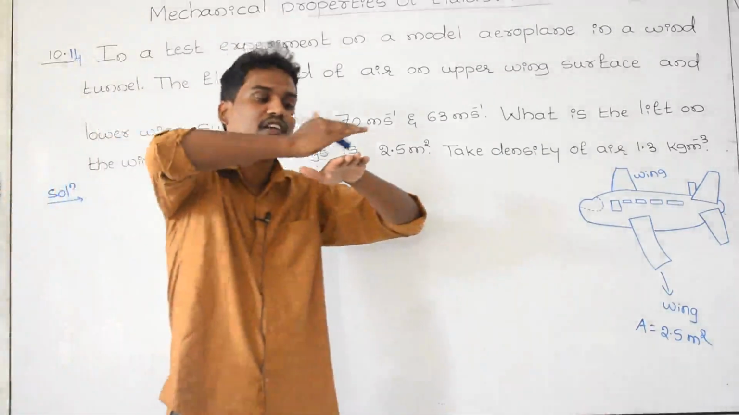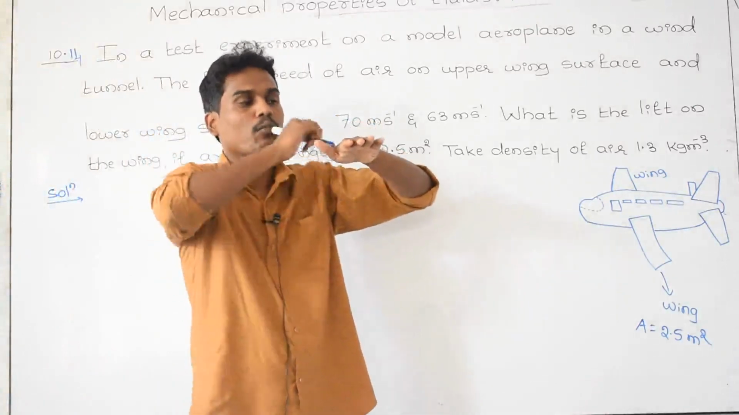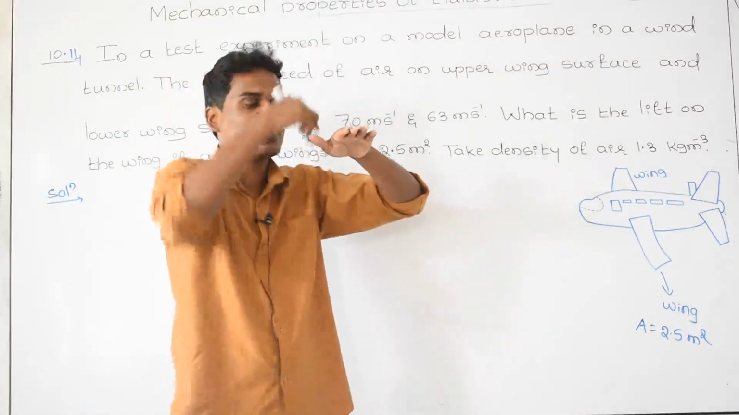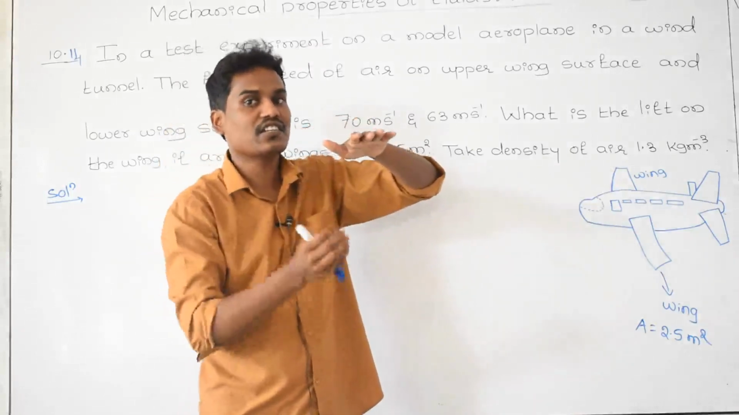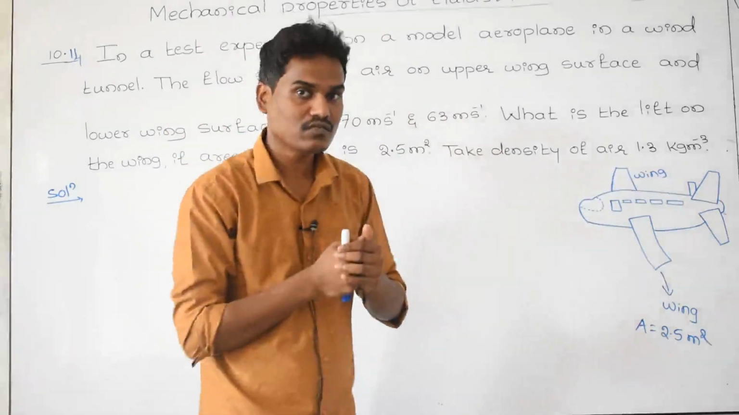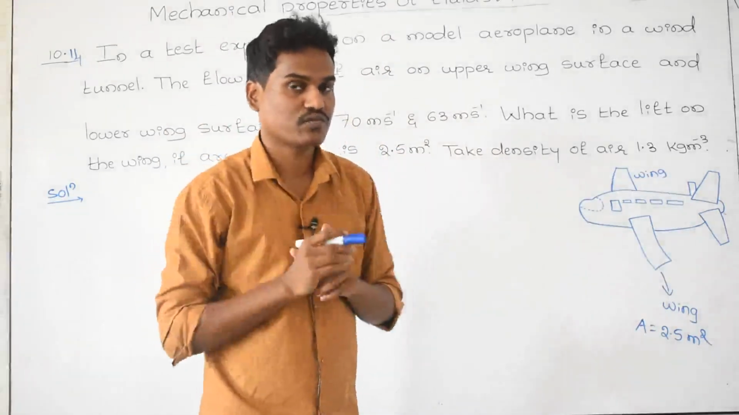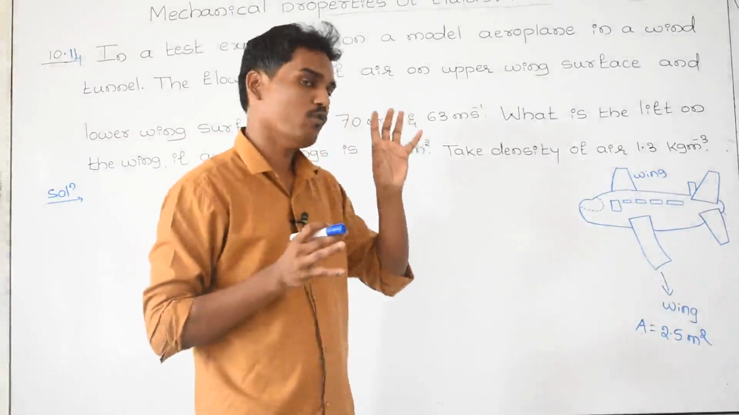More the speed of the air on the wing, lesser is the speed of the air below the wing. The more the speed, the lesser the pressure; the lesser the speed of air, the more the pressure. As a result, there is a lift on the wing in the upward direction, lift or thrust. You need to find out that lift or thrust on the wing.